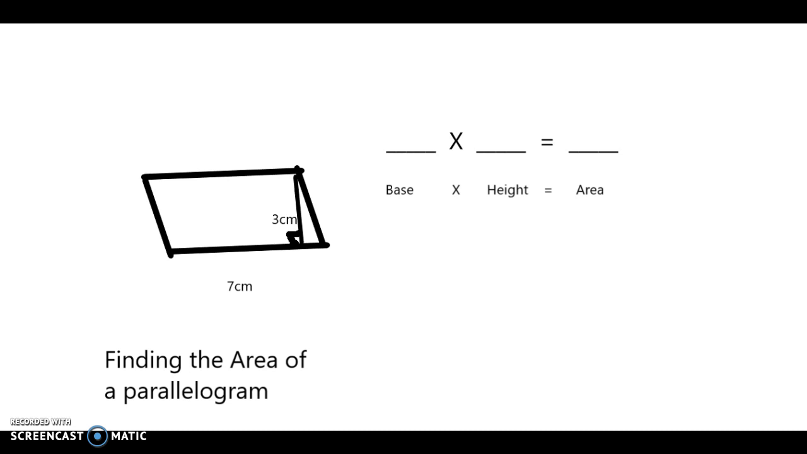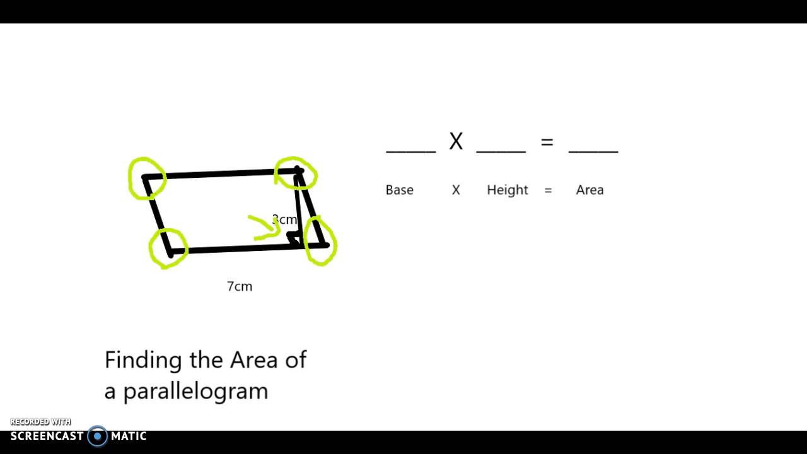A parallelogram is defined as a closed figure with two sets of parallel sides, but without 90-degree angles. As you can see right here, there are no 90-degree angles in the corners. The only 90-degree angle is right here, and that's just because I made that there to help us later in the lesson.